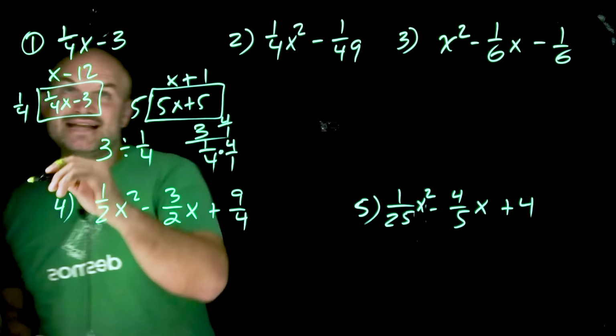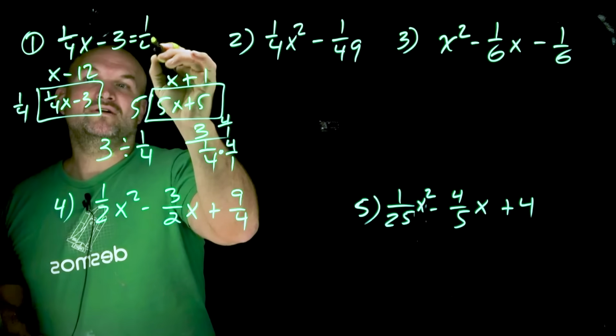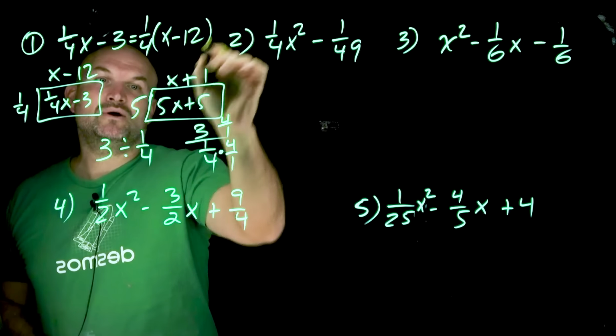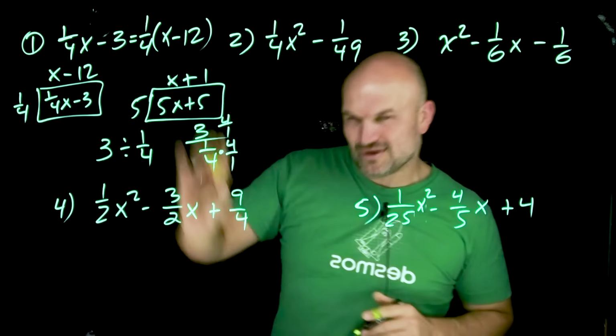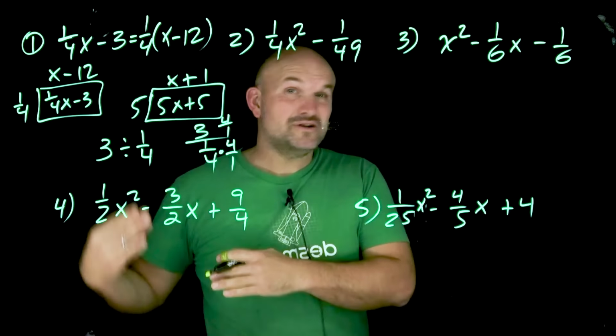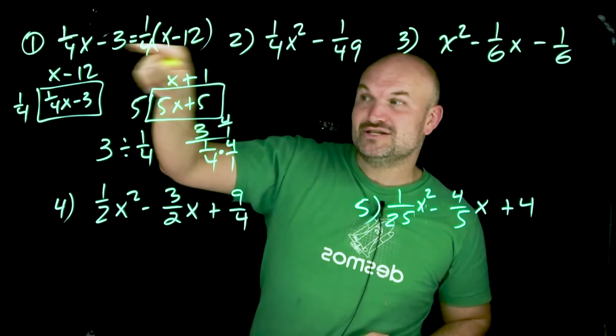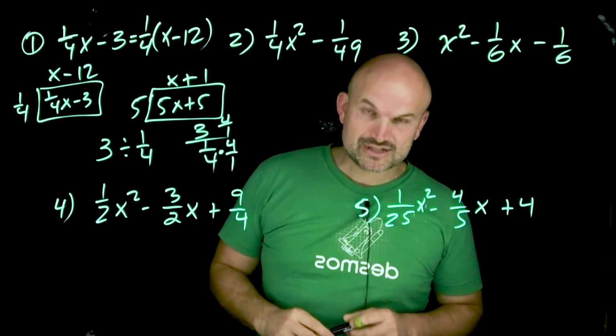But again, that is now going to be my factored form: 1/4 times (x minus 12), right? Keep, change, flip, whatever else. I just like looking at it that way, but it's important to recognize that you can factor out fractions, right? You can factor out your fractions just like you can do with your integers. It works.